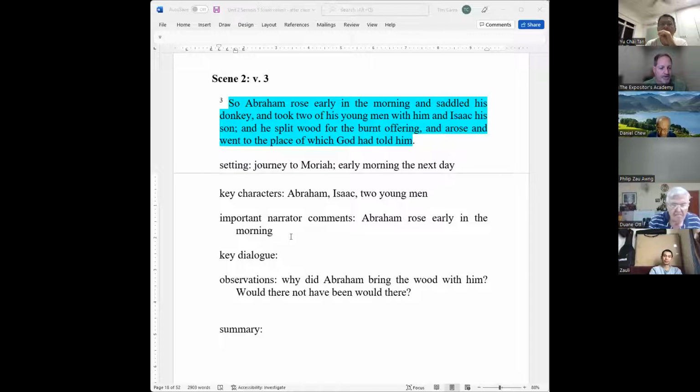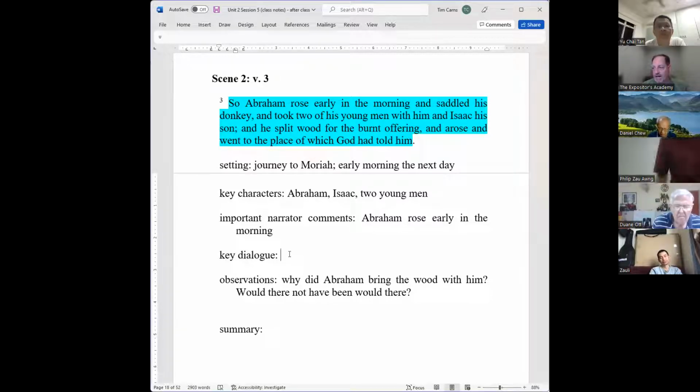So good point. Now, just kind of closing up this scene, and then I'm going to have you guys work on scene 3. But we look at important narrator comments. Really, maybe Abraham rose early in the morning. Again, we're just looking at what we think might be key comments in light of the story. Key dialogue, well, this one's easy because there's none.